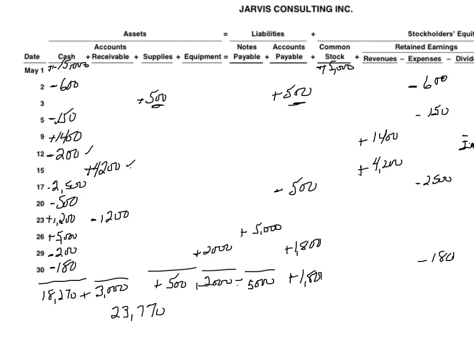Common stock of $15,000. Revenue of $5,600. Expenses $3,430. And dividends of $200. Put it here. So it's negative dividends, negative expense. $5,000 plus that, plus common stock of $15,000 plus $5,600. And on this side of the equal sign, I have $23,770. So now I started off at the beginning of May, started this business, recorded these transactions. Now I'm going to present an income statement, statement of retained earnings, and a balance sheet.